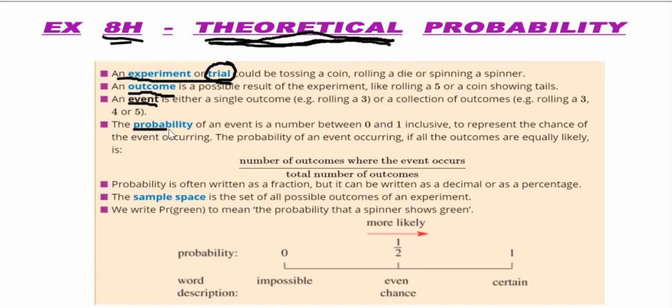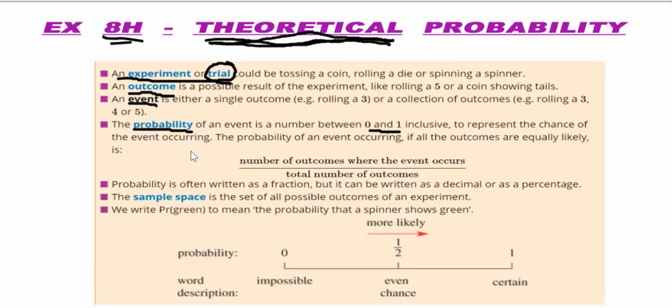Probability, we spoke about that a little bit in our last video. The probability of an event is a number between 0 and 1. As we said, it can be written as a fraction, a decimal, or a percentage, but it is usually between 0 and 1, to represent the chance of a particular event occurring.